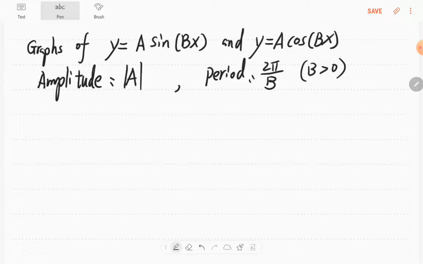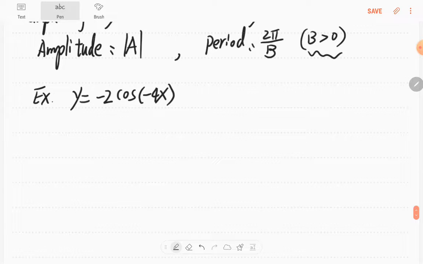So just to combine it together, we just use this example. y equals negative 2 cosine negative 4x, okay? Before that, we notice that there is a negative number in front of the 4, not a positive. We need b to be greater than 0, right? So let's change it a little bit. We use the even function, odd function. We know cosine is an even function, so it actually equals negative 2 cosine 4x. So we need to draw the graph for this function, instead of the original negative 4x.